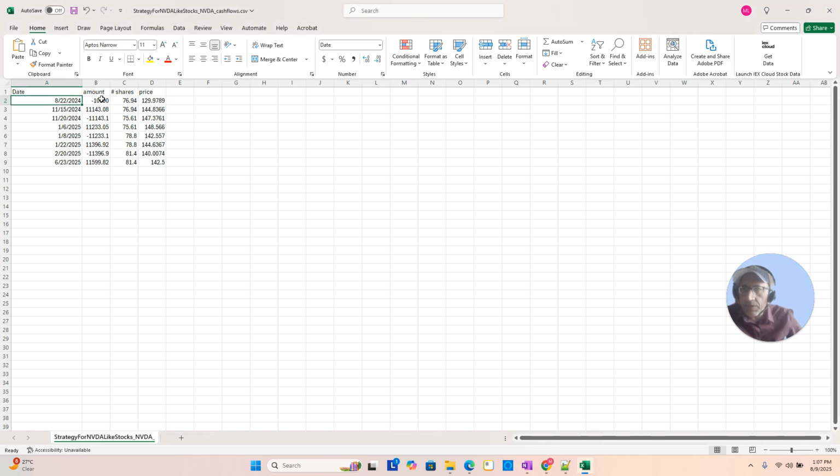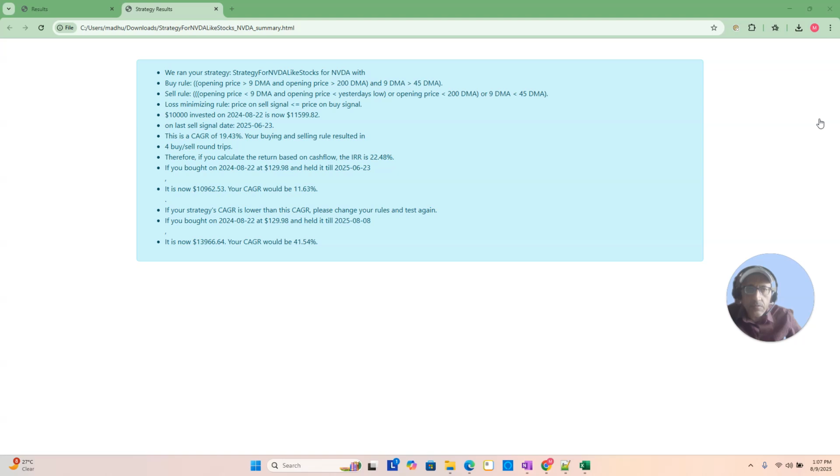We bought on 22nd of August, put in $10,000. We invested it, that's why it's a negative. We got this many shares, and we bought it at that price. The second line is what we sold it at. Then 5 days after we sold it, we again had a buy criteria, so we bought it back again, and so on and so forth till our last sell signal date. Let's look at the other 2 files.